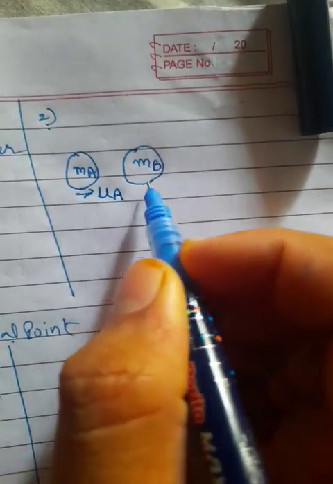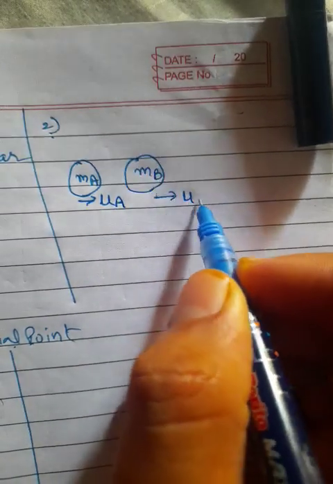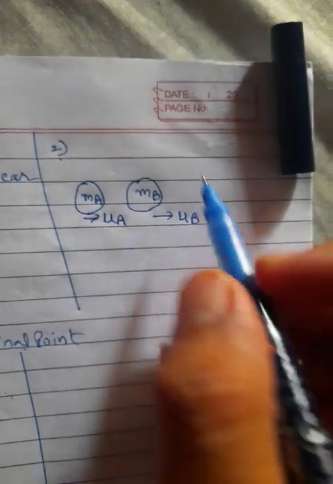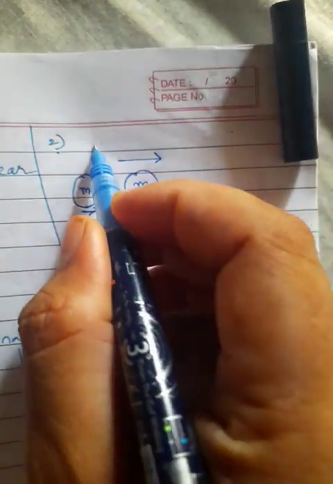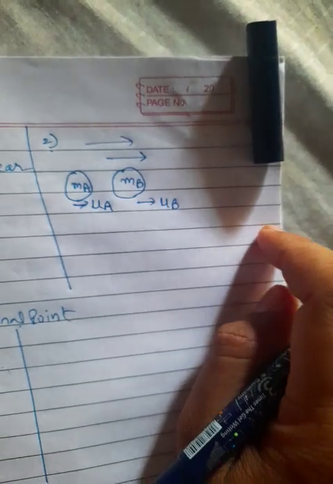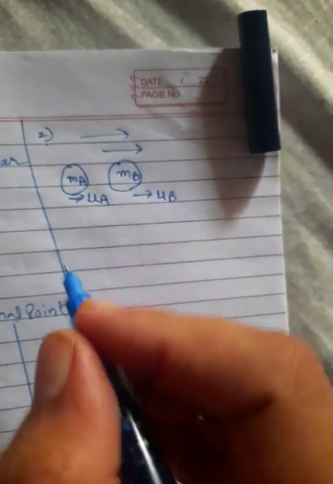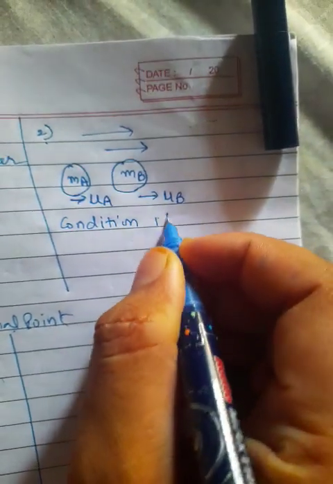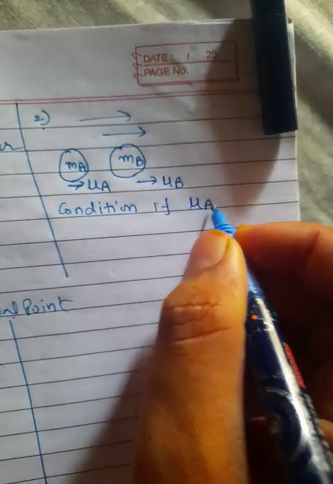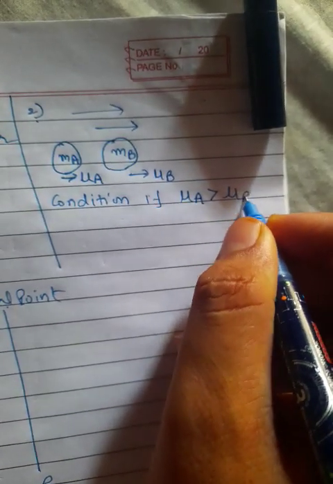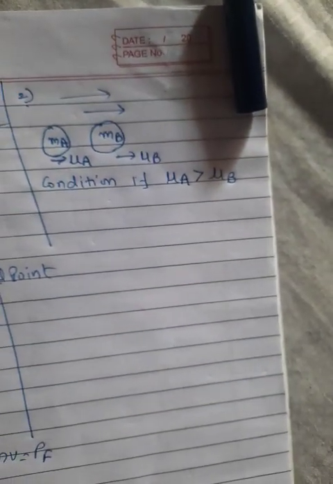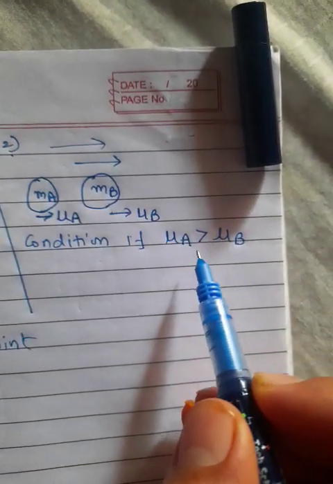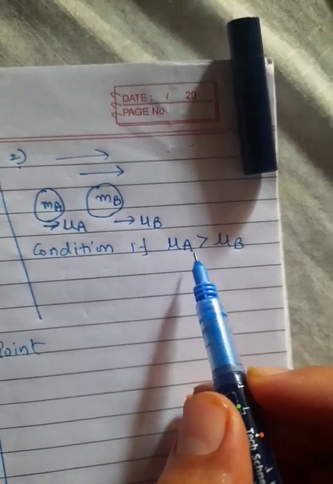Ua. Its initial velocity is what? Ub. Okay, but one thing you have to keep in your mind: here both bodies are moving in the same direction, in this direction, meaning the right-hand side direction only. But one condition I am giving here: if the velocity of A is more than that of the velocity of B. So we can say the velocity of body A is more than that of the velocity of B.